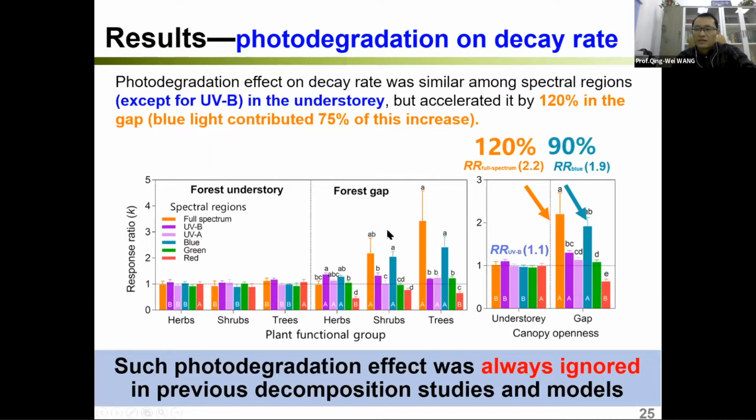Similarly, understory photodegradation on decay rate was similar among different spectral ranges except for UVB radiation, which accelerated the decay rate by 120%. Interestingly, 75% of such an increase is contributed by blue light. However, such a photodegradation effect was always ignored in previous studies and models.